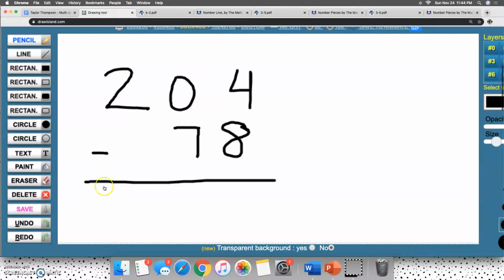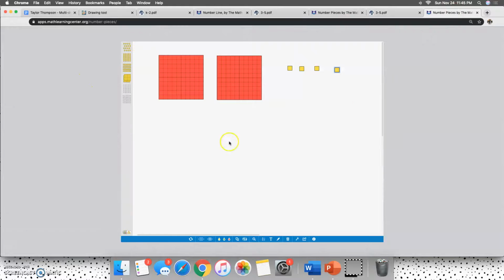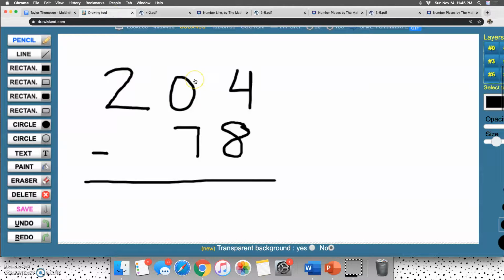Back to our standard algorithm, what we're first going to have to do is take 8 away from 4. Now physically, using these base 10 blocks, we cannot do that without having literally nothing left, because that would give you a negative number. So physically we can't do that. So what we're going to have to do is regroup.